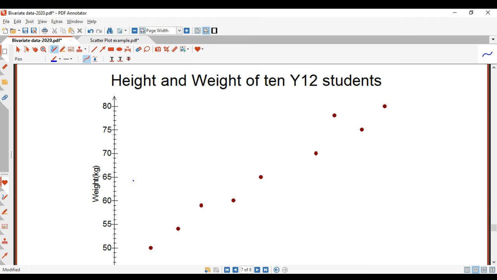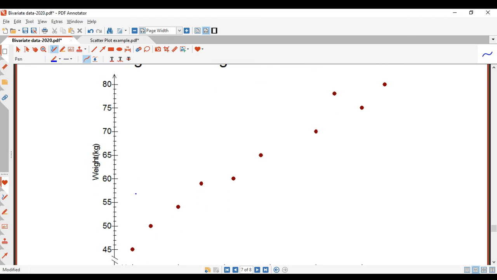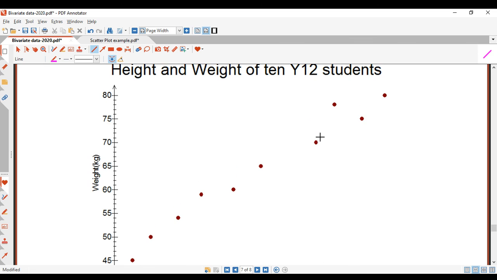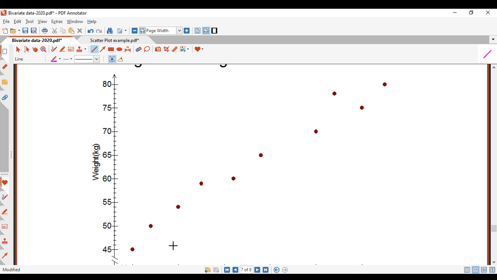What I'd like you to do is to pause the video now and on your notes, try and draw the line of best fit. Remember, you're trying to have approximately half the points above and half the points below, and the line should be going through as many points as possible. So 1, 2, 3, 4, 5, 6, 7, 8, there's 10 points there. So pause the video, have a go, and then check the answer.